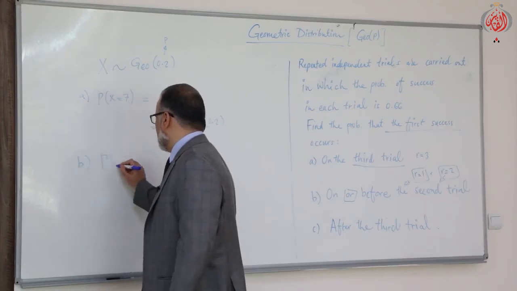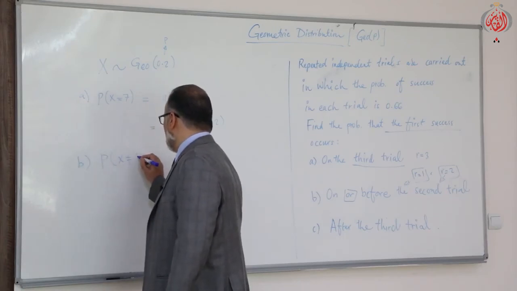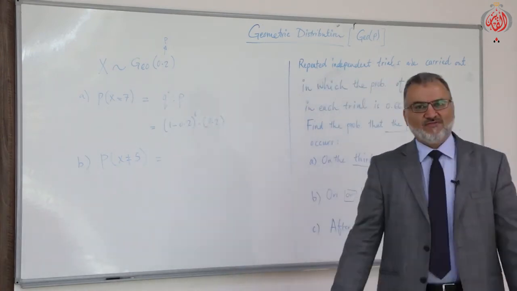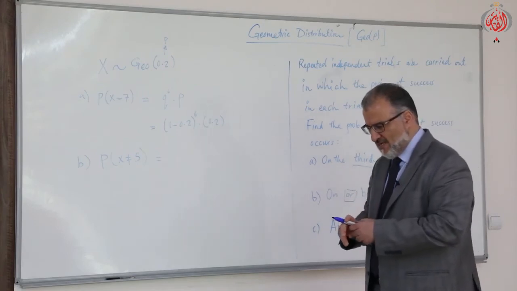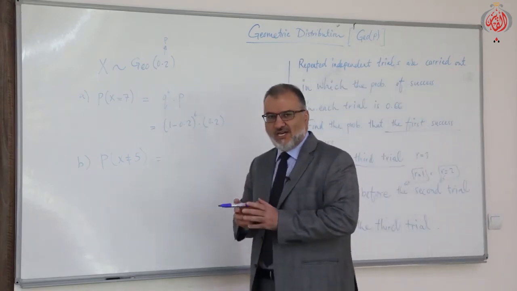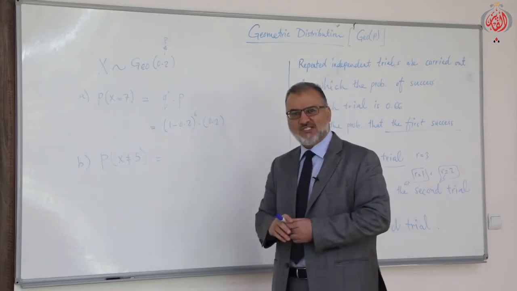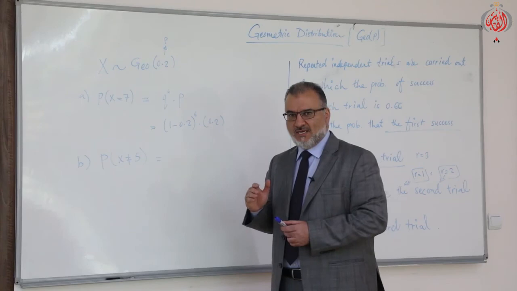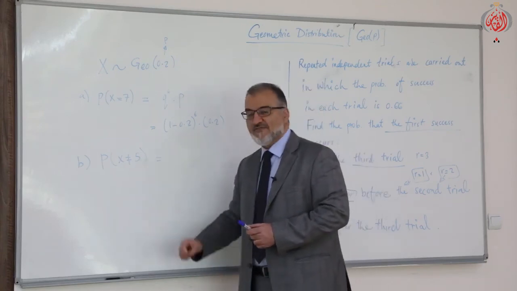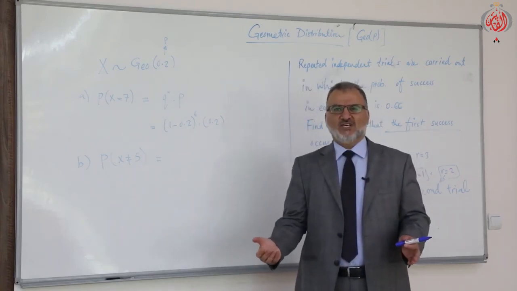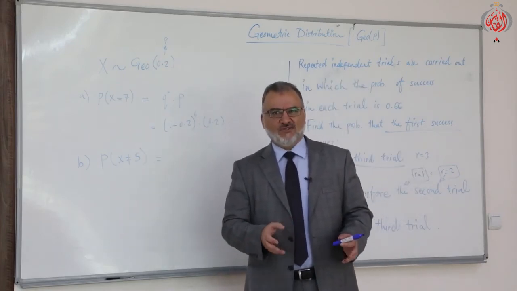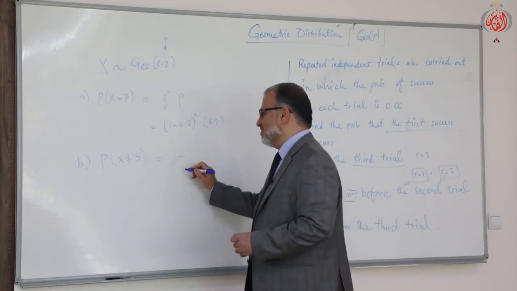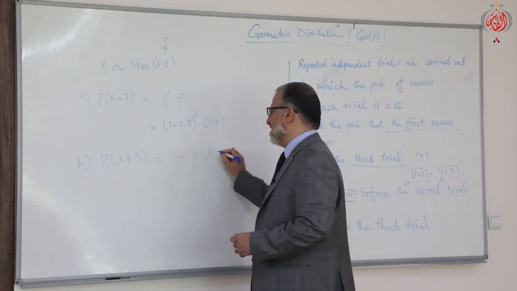Look at the question: what is the probability that x does not equal 5? What is the real meaning? It means the probability that the first success will appear in any trial except the 5th one. Can we calculate each individual case, then add them together? No. What do we have to do? We have to find 1 minus the probability of x equals 5.